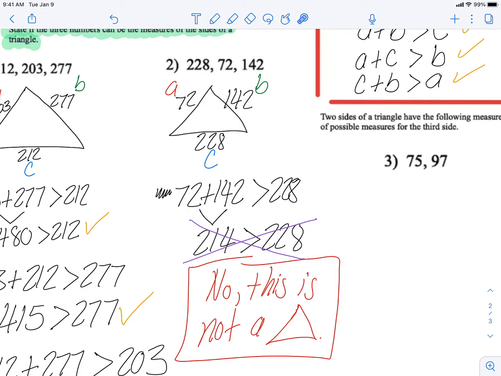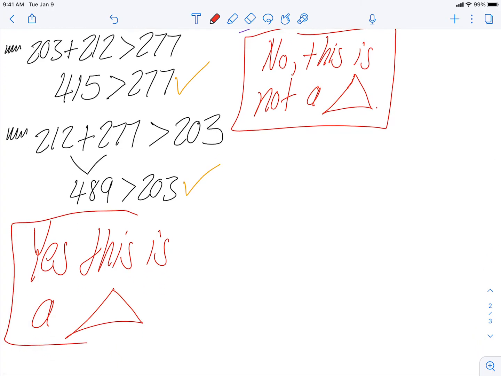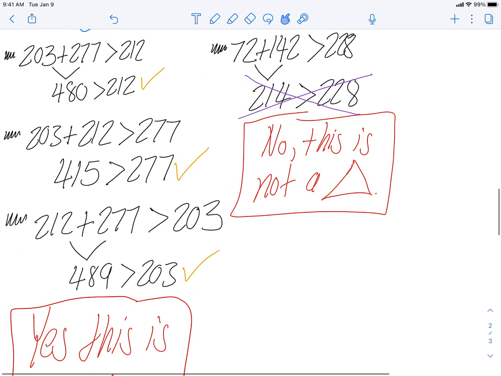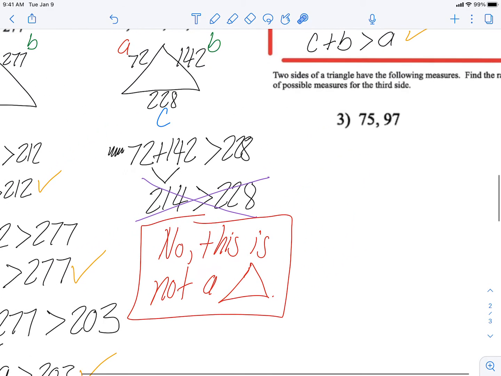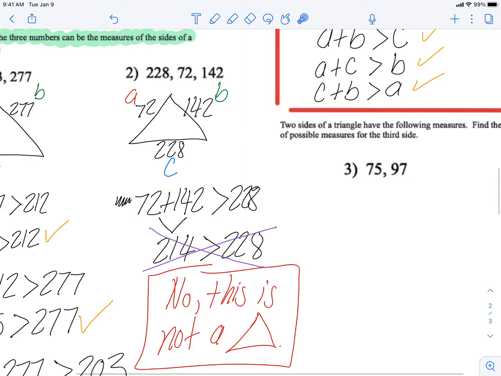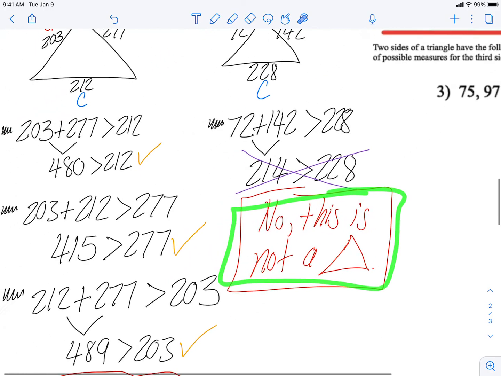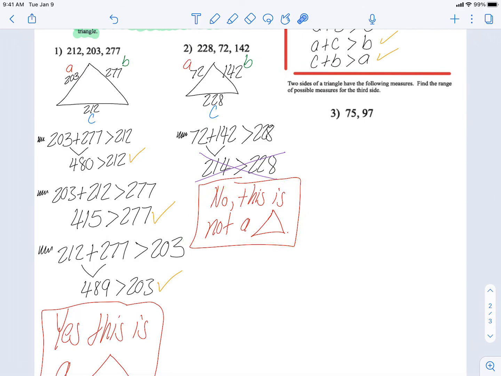See? So the first example here was, yes, this is a triangle because I got 1, 2, 3 checks. And I need all 3. You need to have all 3 for it to be a triangle. This did not work out. Nope, this is not a triangle. Right? There you go. Look at that. So the first 2 examples. Okay.